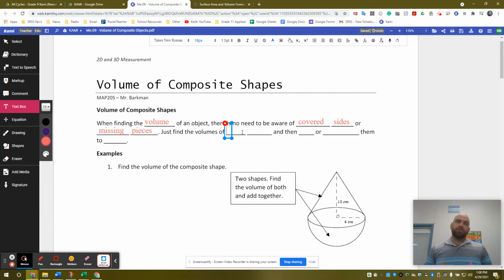All we need to do is find the volumes of each shape, and then once we've done that, we add or subtract them to solve. I don't want to just say it's easy. It's not necessarily easy, but it is a little bit more straightforward than finding the surface area of a composite shape.